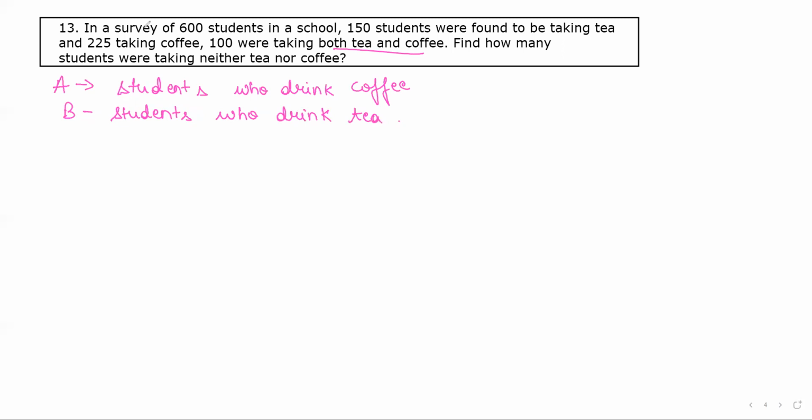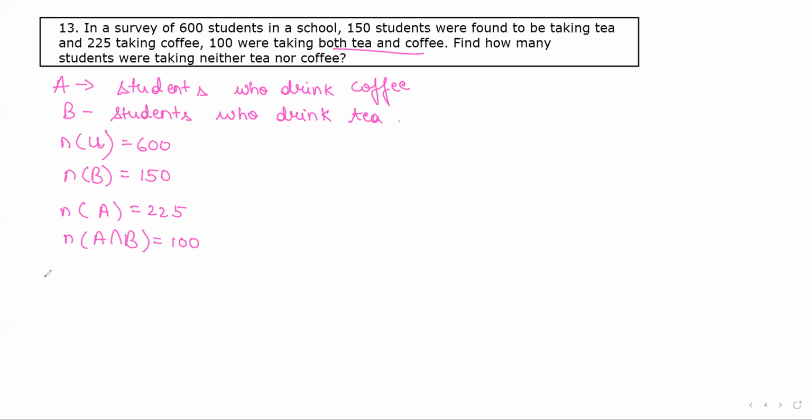So it's given that the total number of students is 600. So number of students in the survey, that means the universal set, is 600. 150 students are found to be taking tea. So number of elements in B is equal to 150. Number of elements in A is 225, those drinking coffee. 100 drink both. So number of elements in A intersection B is equal to 100.